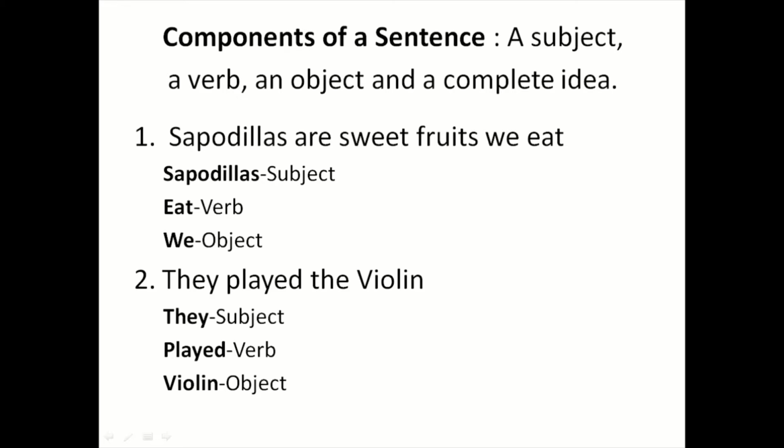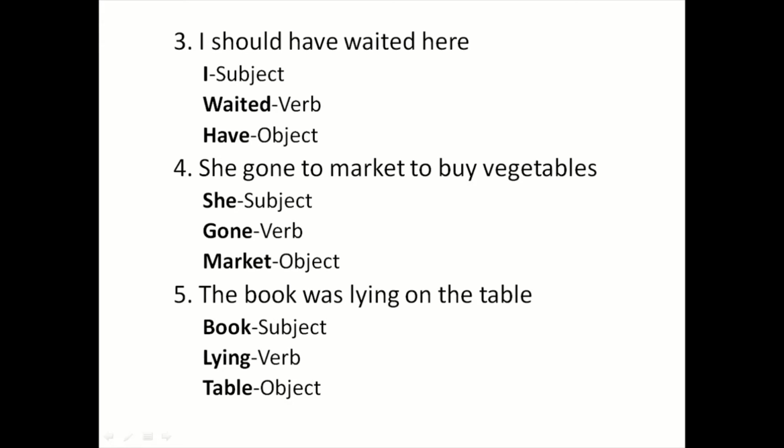They played the violin. They is a subject, played is a verb, violin is an object. I should have waited there. I is a subject, waited is a verb, have is object. She gone to market to buy vegetables. She is a subject, gone is a verb, market is an object.